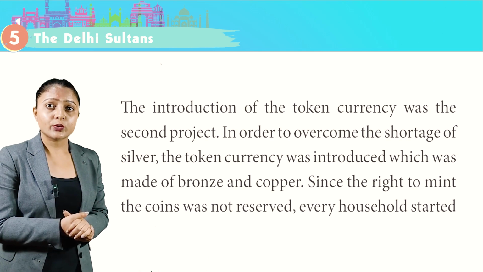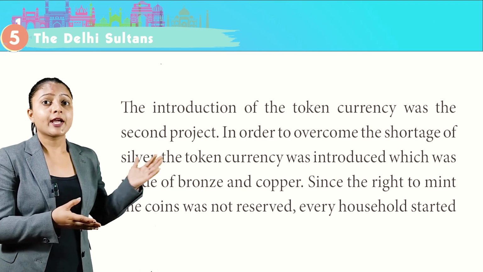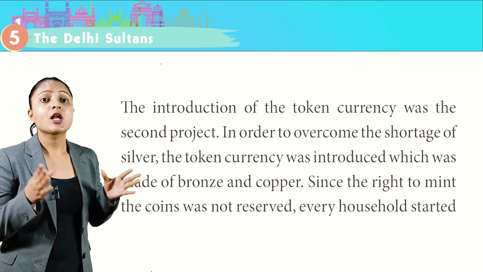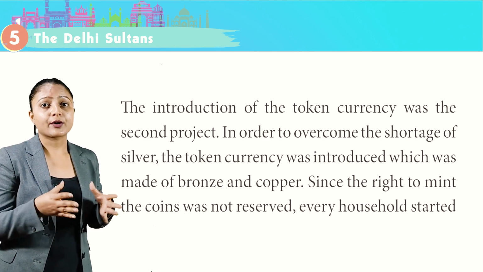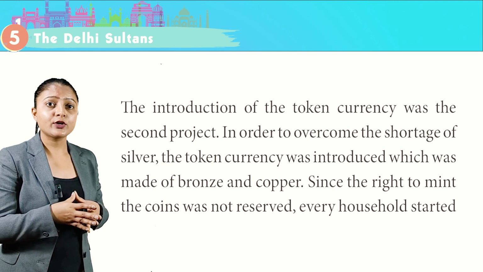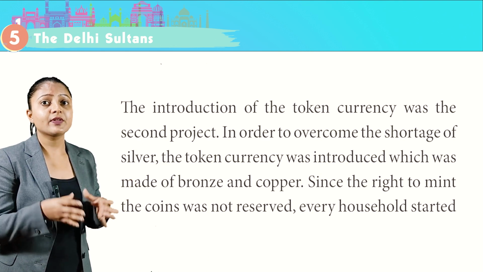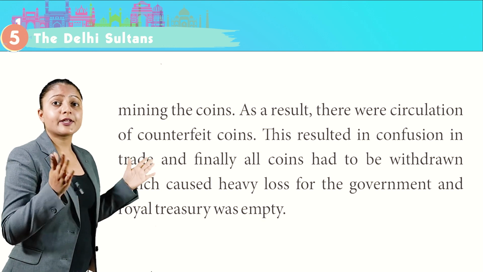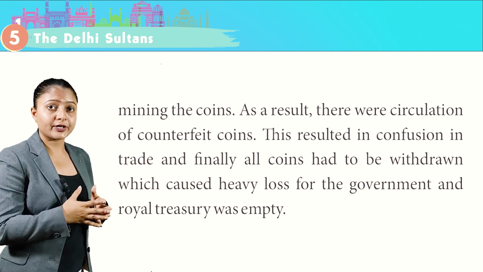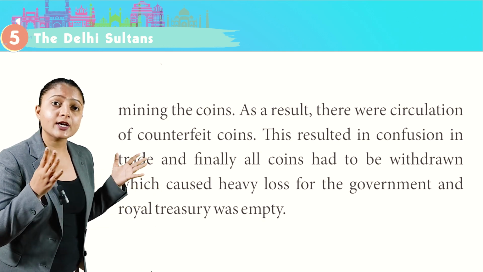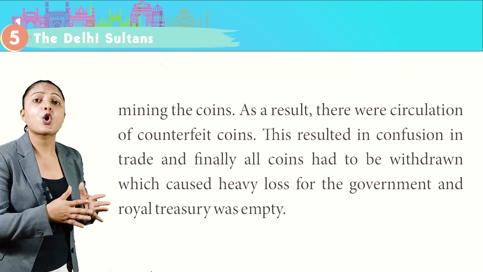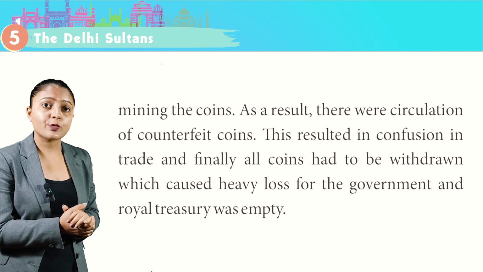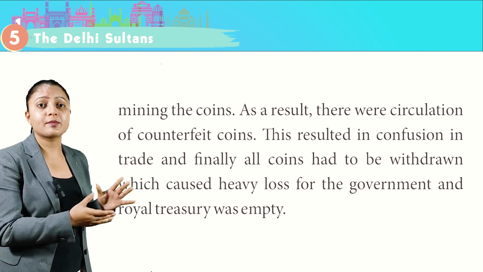The introduction of the token currency was the second project. In order to overcome the shortage of silver, the token currency was introduced, which was made of bronze and copper. Since the right to mint the coins was not reserved, every household started minting coins. As a result, counterfeit coins were in circulation. This resulted in confusion in trade, and finally all coins had to be withdrawn, which caused heavy loss for the government, and the royal treasury was empty.